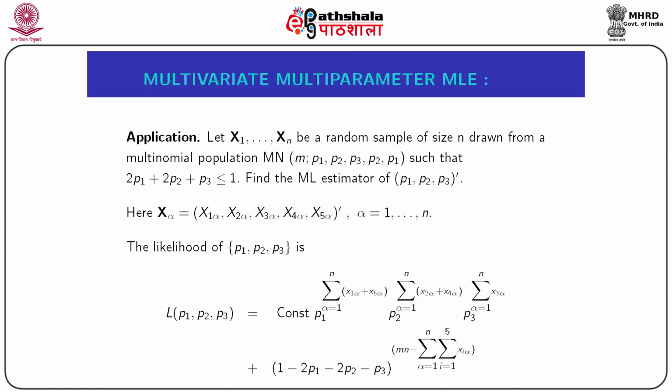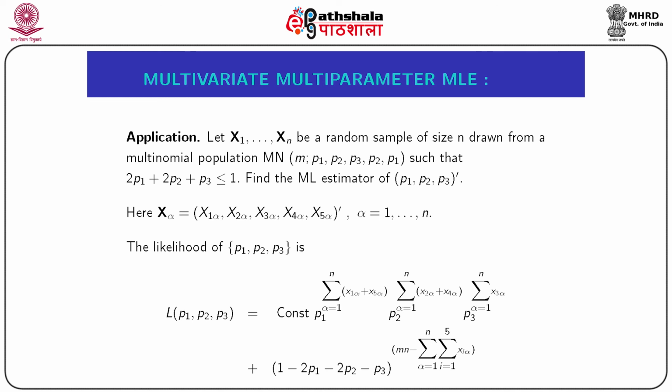As an application of the multinomial distribution MLE, let us consider x1 curl, x2 curl, up to xn curl, a random sample of size n drawn from a multinomial population which follows a multinomial distribution with parameter m and p1, p2, p3, p2, p1, such that 2p1 plus 2p2 plus p3 is less than or equal to 1. Suppose we are asked to find the maximum likelihood estimators of p1, p2 and p3. Here also we consider the multinomial index m to be known.